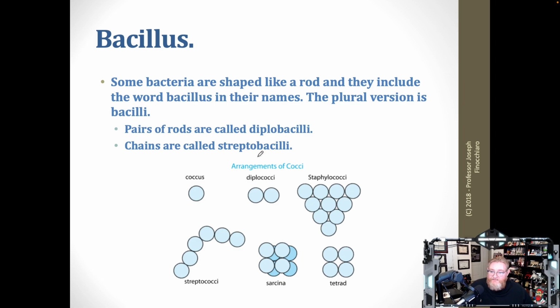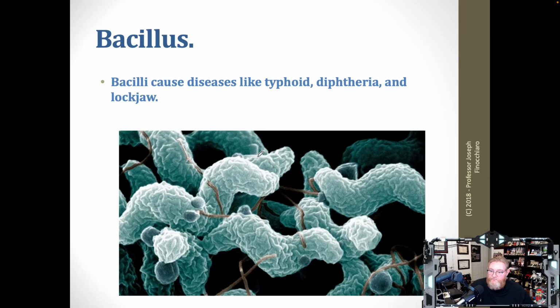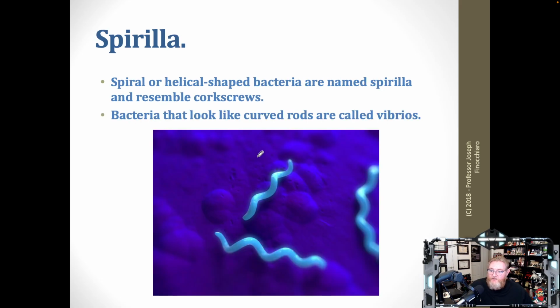Bacillus. Some bacteria are shaped like a rod, and they include the word bacillus in their name. The plural version is bacilli. Pairs of rods are called diplobacilli, and chains are called streptobacilli. Bacilli cause diseases like typhoid, diphtheria, and lockjaw.